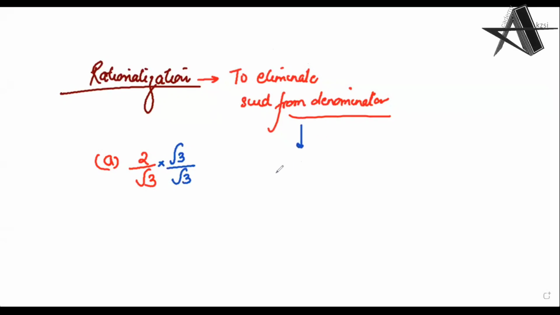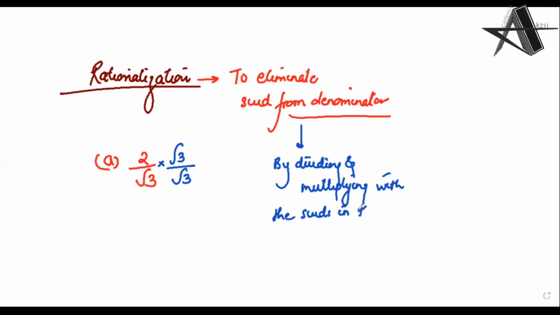So how can we do it? By dividing and multiplying the number with the surd in the denominator. So 2 times root 3 will give you 2 root 3, and root 3 times root 3 will give you 3. So this is going to be the final answer.